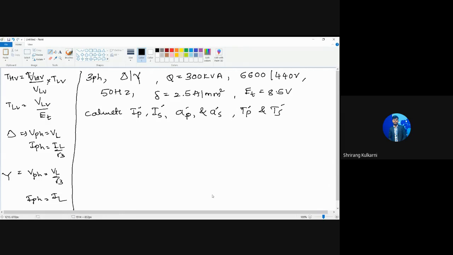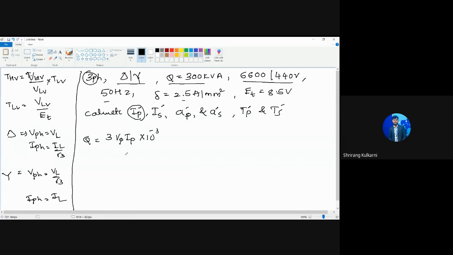So these are the given data: Q value, voltage, frequency, delta star, and the other values. What do we have to calculate? First calculate the IP value. How to calculate IP? Using Q: for a three phase, on the primary side, Q is equal to 3 Vp Ip 10 to the power of minus 3. This equation we used in the output equation derivation. Recall that.